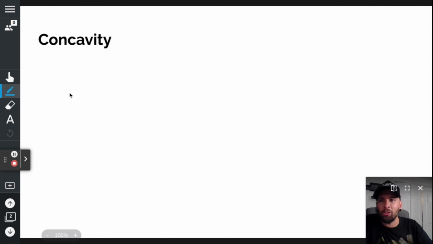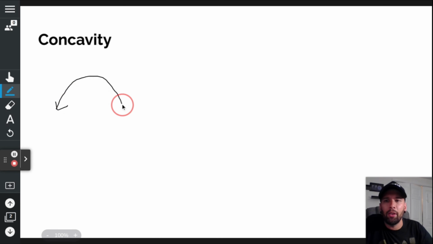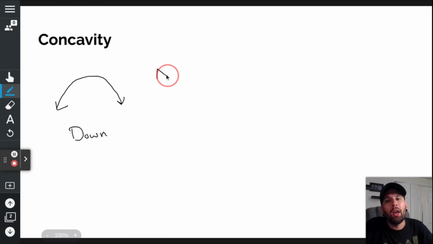Concavity looks like this. It's basically curves. All right, and we have two types of concavity. This guy is called concave down. It's a bowl that's upside down. A very popular haircut nowadays called the Edgar kind of looks like this. We have another type of concavity. This is concave up.